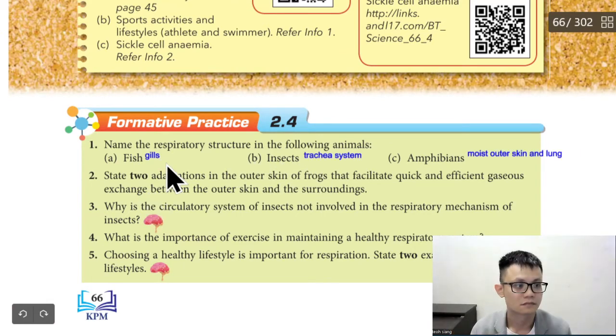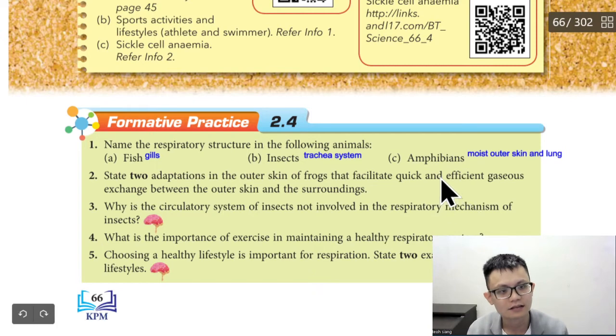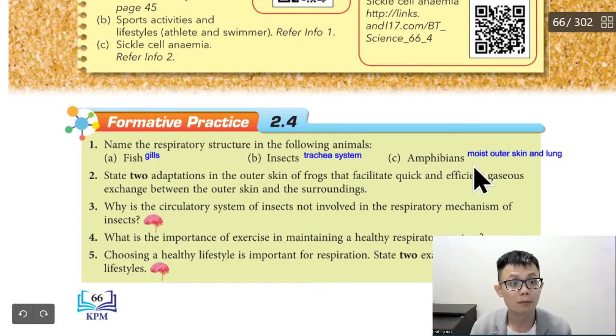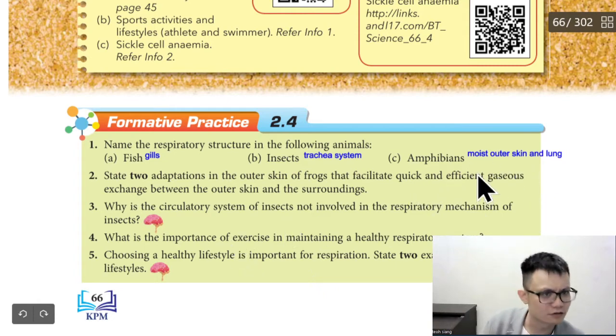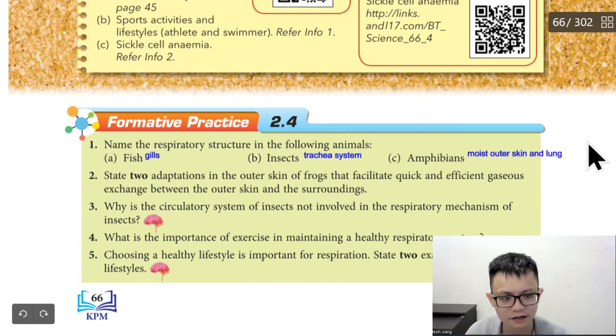D. So, for fish it is gill, for insect it is the trachea system, you can find it up there in your notes. And amphibian is using moist outer skin and lung. They need to use both. If you put the frog too long in the water, it will die, because eventually it needs lung. Not that efficient compared to lung, I think lung is more efficient, is it? Because whale also uses lung even though the organism is very big.